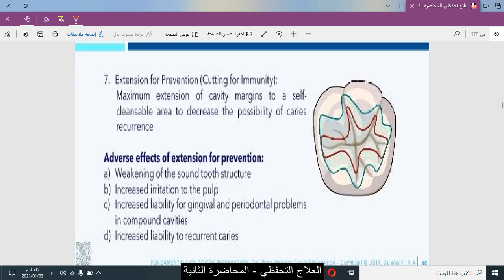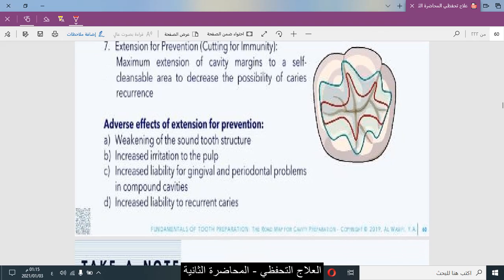First, weakening of the sound tooth structure: with cutting for prevention, we have to follow all the pits and fissures and extend into this area, so the tooth will be weak. Instead, on the side that is free from caries, we leave it, because we are not able to cut sound tooth structure; we do harm. We have small instruments, more adhesive and stronger materials, and aesthetic material, so we are not able to cut this, because it would be over-cutting.